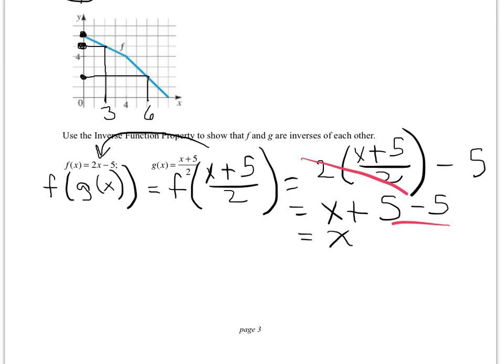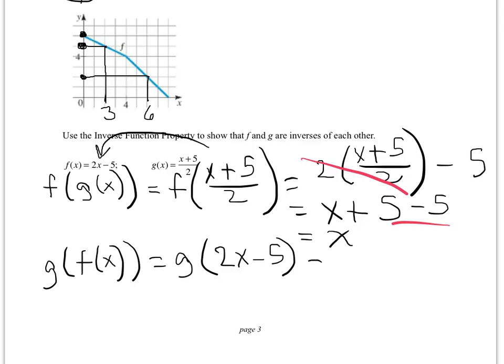I also have to show that g of f of x is equal to x. So which g of f of x? That's g of 2x minus 5. And g of 2x minus 5 means substitute 2x minus 5 into the function g wherever you see x. I see it right there. So I'm going to put 2x minus 5 right there, 2x minus 5, and then I have plus 5, and then I have divided by 2.